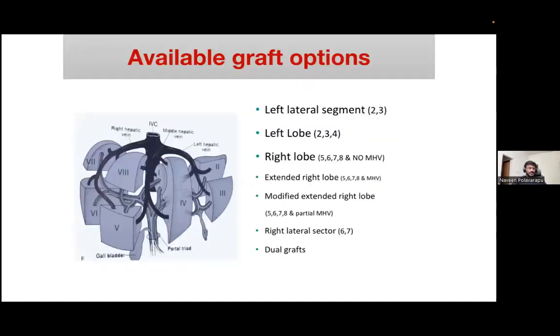The different types of grafts which are available, particularly for hepatectomies in living donor transplantations: the left lateral segment is segments 2 and 3. Left lobe, we talk about 2, 3, and 4. Generally in the pediatric population, we take the left lobe of the liver from the parents, mother or father, and then we can donate that part of the liver to them. Right lobe is, as it says, segments 5, 6, 7, and 8. Extended right lobe is 5, 6, 7, 8 and also the middle hepatic vein. This is just to help you understand, particularly for living donor liver transplantations.